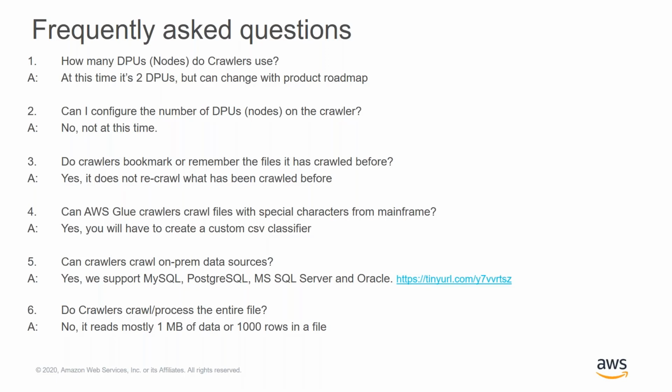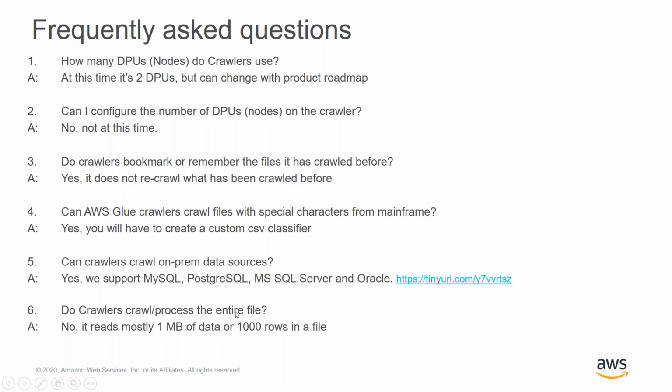Oh, here's the number 3, an important one. I get this all the time. If you have 100,000 files, you run a crawler, all right? The crawler creates a table, and you add 10 more files to it and run the crawler again. Will the crawler recrawl the 100,000 that it has already crawled, or will it just crawl the 10 net new files? It will only crawl the 10 net new files. We have bookmarking in the crawler, and it will not recrawl all the files again.